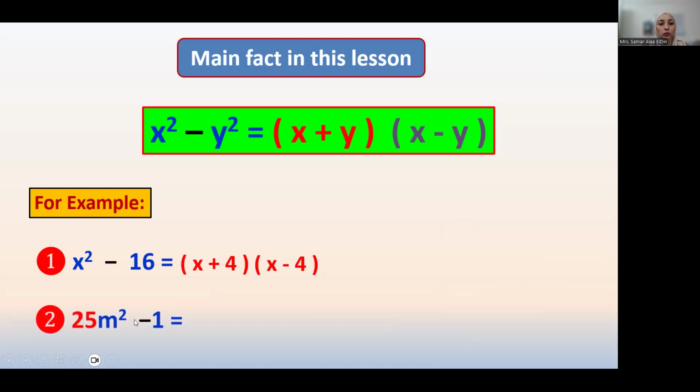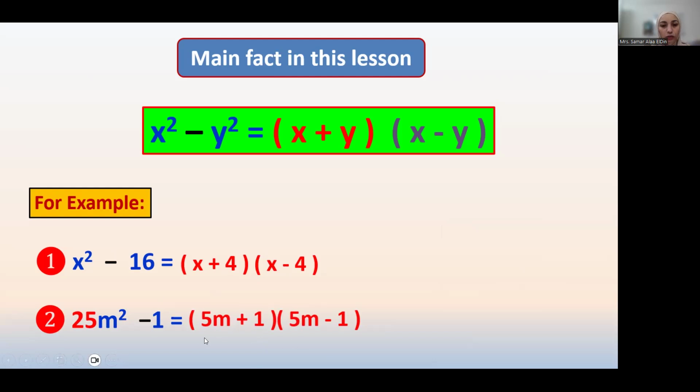Another example, 25m² minus 1. Can you help me solve this question? Now, what will we do? First, we will take the square root of the first term, 25. The square root of 25 is 5. The square root of m² will be m. So it will be 5m here and 5m in the second bracket.